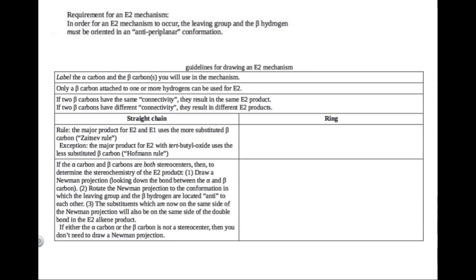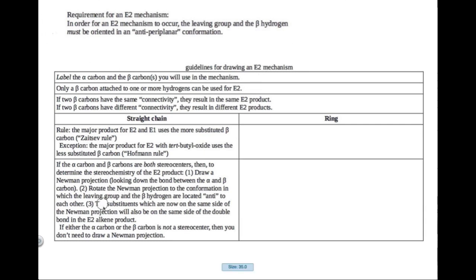But we can really simplify this quite a bit. All you really need in order to get this anti-periplanar conformation is for the leaving group and the beta hydrogen to be located anti to each other in the Newman projection. If the leaving group and the beta hydrogen are located anti to each other in the Newman projection, you will have this anti-periplanar conformation. Now we can update our E2 guidelines.